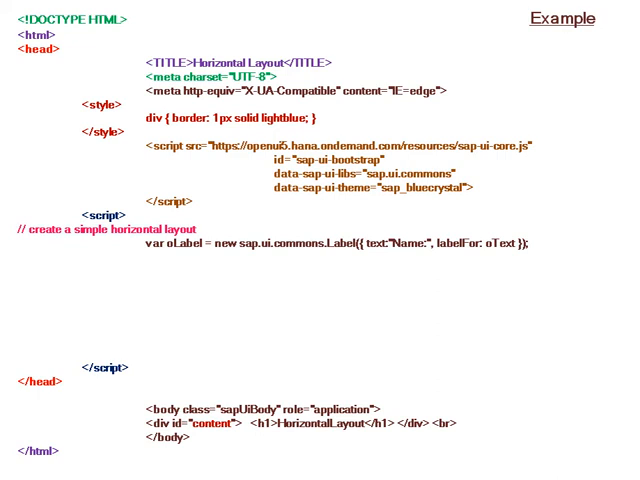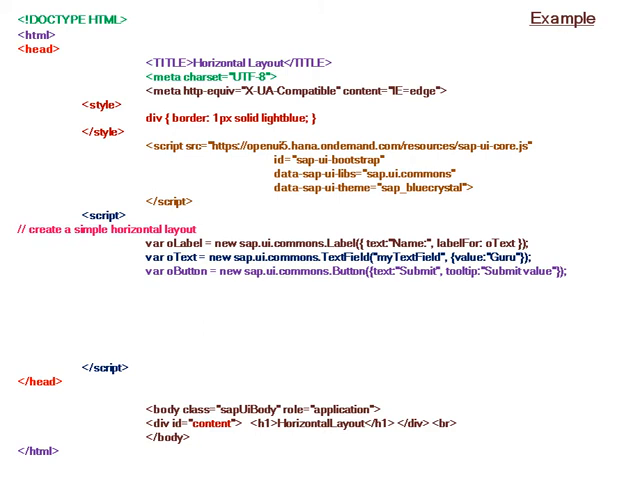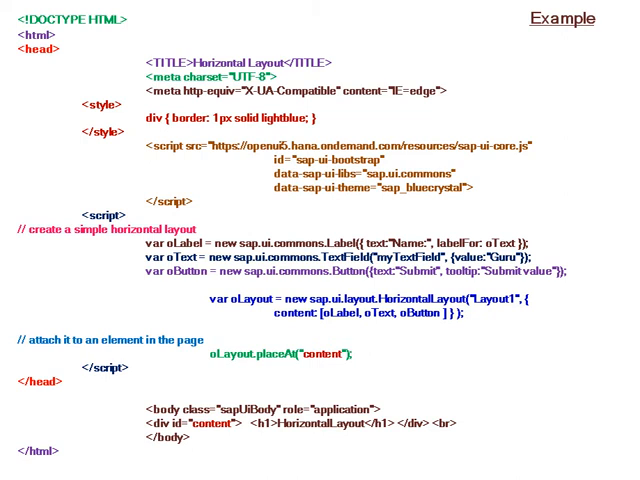So for this, first we create a label with text name, and we are creating a text field, value is Guru, and we have created a new button, submit, and we have created a new horizontal layout with all the 3 UI elements, that is the label, text field and button, and we have placed this layout in the UI area.